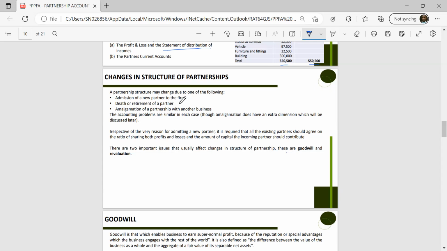Nonetheless, the treatment for this amalgamation and everything, retirement, is along the same line. However, there are 2 important issues that we should note that affect changes in structure of partnership. And these are goodwill and revaluation. When there's a change in the structure of a partnership, there are 2 main important issues. Goodwill that the firm has already had, and the revaluation of the assets of the company.